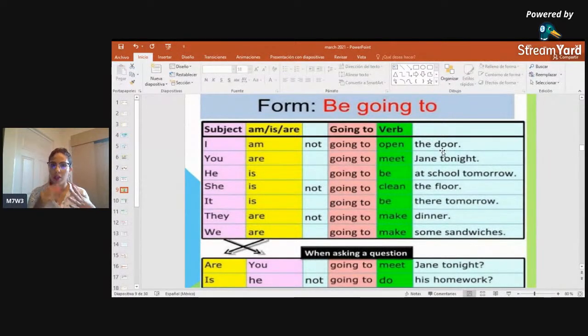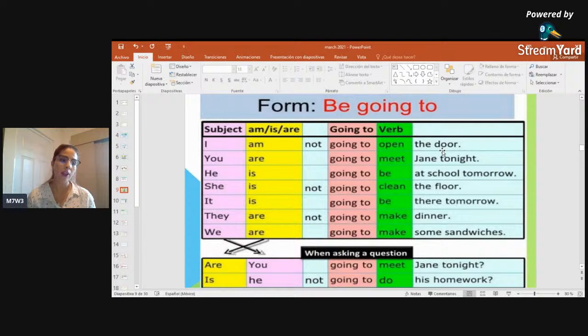I am es como si dijera yo. Yo, not, no, going to, voy a, open, abrir, the door, la puerta. Okay, in this case, we have the negative form. And after this, we have the way to ask questions.